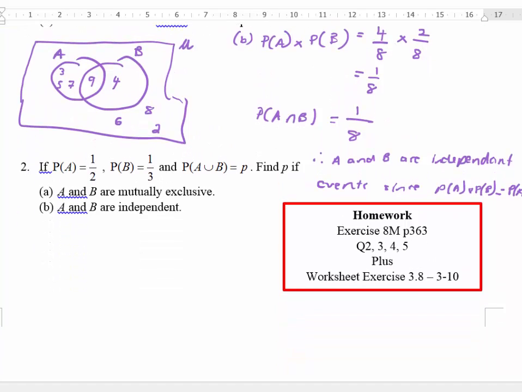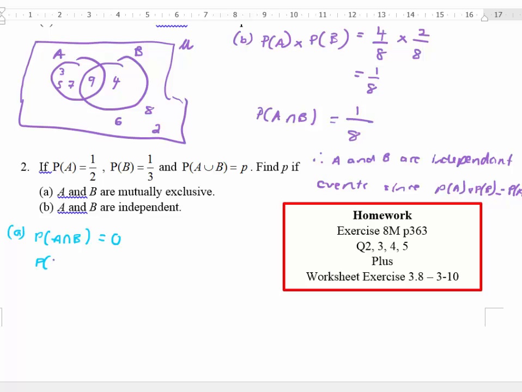So let's have a look at question 2 then. Here's a similar question, but now we're not asked to draw any diagrams. We've just been given some information and we're being asked now to find P. We're given the probability of A, we're given the probability of B, and we're given the union of A and B as P, and we're asked to find P if they're mutually exclusive. For them to be mutually exclusive, we know from the previous video that the probability of A intersects B has to be 0.